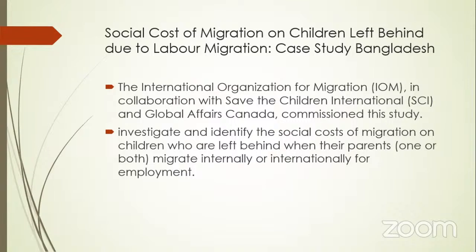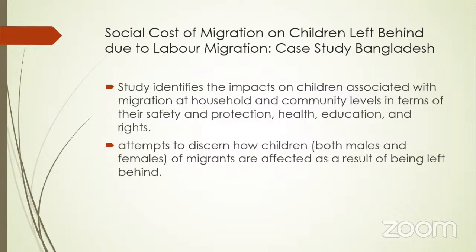The function of research and scholarly studies is basically to figure out more, to see how it actually works. So: investigate and identify the social cost of migration on children who are left behind when their parents, one or both, migrate internally or internationally for employment. This study looked at both internal and international migration. While reading this, I was relating it to what happens in India too, because I see all these migrants around me.